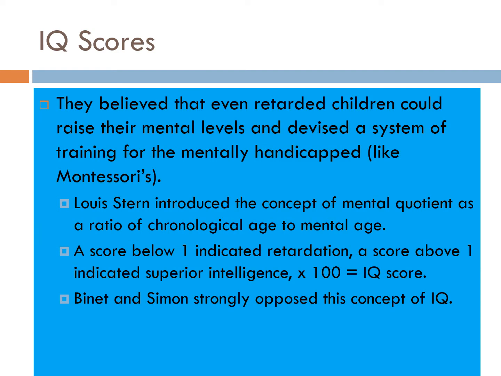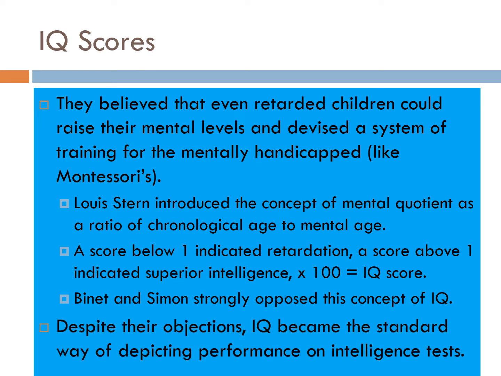So they believed that even retarded children or mentally handicapped children could raise their mental levels and devised a system for training for the mentally handicapped, much like our Montessori schools that we have today. Louis Stern introduced the concept of mental quotient as a ratio of chronological age to mental age, right?